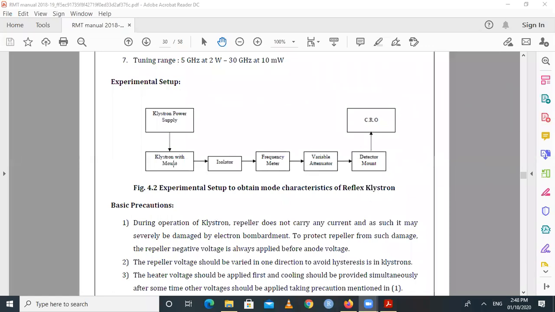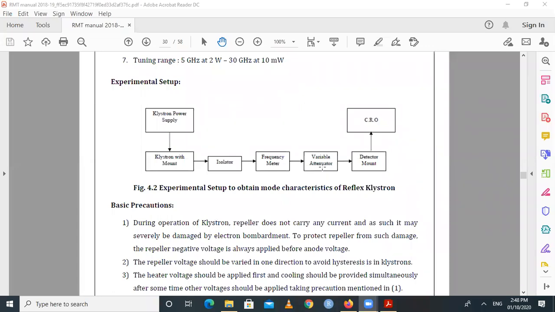You need this type of setup for performing this experiment. You require a klystron mount, and for that klystron mount a klystron power supply is needed. The isolator is useful for reducing the backward waves. Then the frequency meter is useful for finding the frequency of the wave inside a rectangular waveguide, and it is a direct reading frequency meter. On that frequency meter, there are two horizontal lines and one vertical line. For measurement of frequency, you have to match the bottom horizontal line and the vertical line. The frequency at which it matches is the frequency of the wave inside that waveguide.